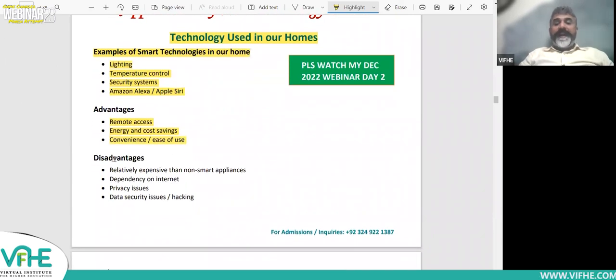What could be the disadvantages of this? It's relatively expensive compared to non-smart appliances. Yeah, of course. If you want to buy a smart refrigerator, it's expensive. There's a dependency on the internet. Everything is dependent on the internet, so if your internet is not working, you will not be able to perform these things. There could be privacy issues because all these things are listening to you. They know your pattern and what you talk about, especially Siri and Alexa. They exactly know what you are up to. Data security issues and hacking.